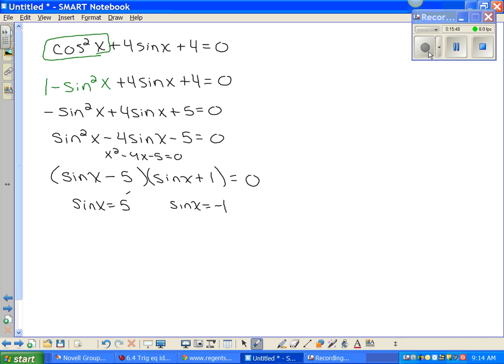Good, I can cross this one out. Why? That's larger than 1. Sine equals negative 1. Negative 1, 270. That's it. 270 degrees is your answer.